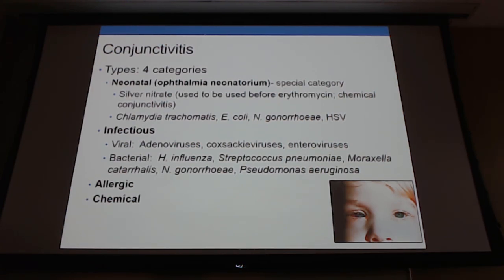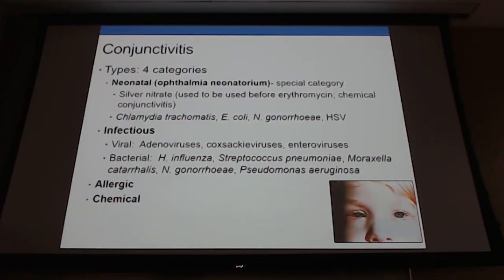So there are still some places around the world that will still use a silver nitrate if they are thinking this is gonorrhea. So you can see how if you had a gonorrhea and you used a silver nitrate, you would end up with a chemical conjunctivitis in that. The other ways that you can see a neonatal conjunctivitis is if you truly do have chlamydia or gonorrhea of the eye and HSV. That's always HSV.